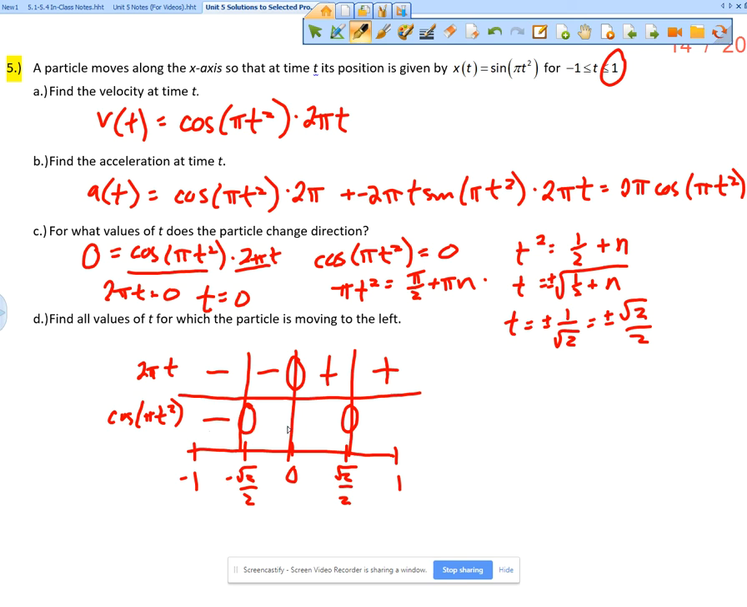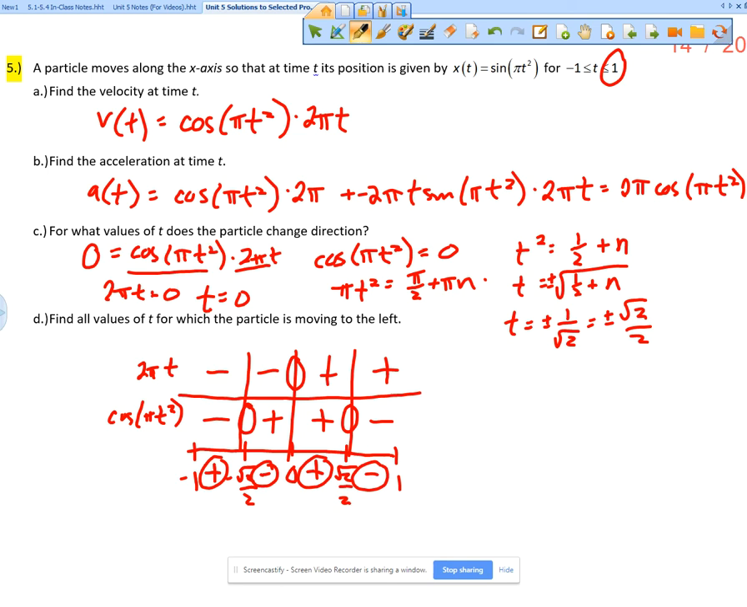Now we plug in 0. Cosine of pi times 0 squared. 0 squared is 0, times pi is 0. So the cosine of 0 is positive 1. So we put a positive here. On the right, we plug in 1. Cosine of pi times 1 squared. 1 squared is 1, times pi is pi. So cosine of pi is negative. Now carry down the signs. Negative times negative is positive. Negative times positive is negative. Positive times positive is positive. And positive times negative is negative.